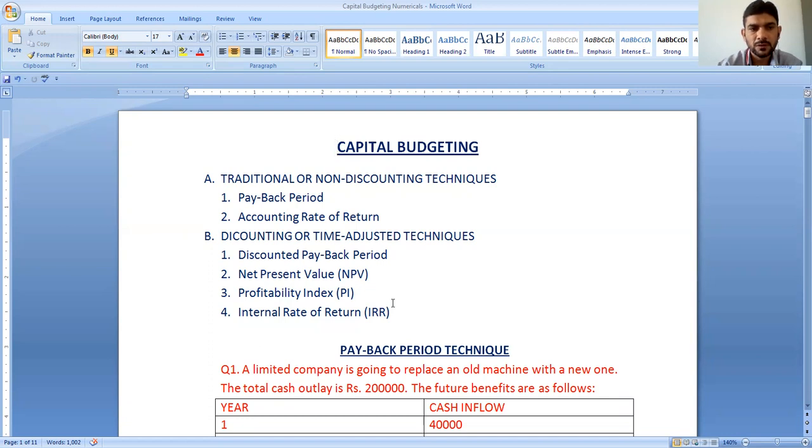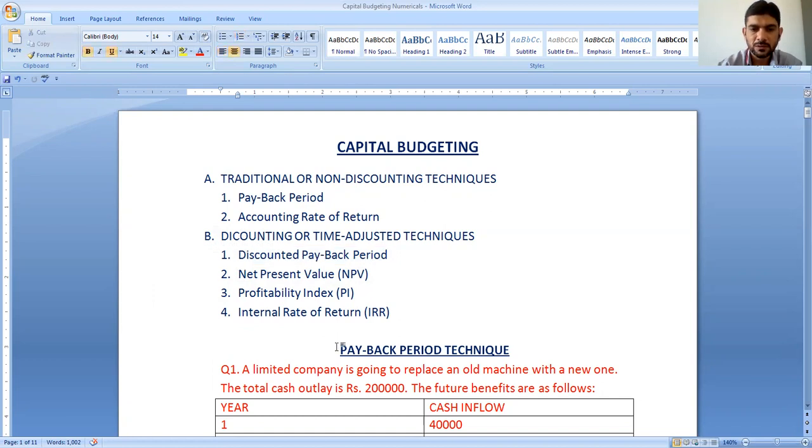Capital budgeting techniques are divided into two parts, that is traditional or non-discounting technique, which comprises payback period and accounting rate of return. Second one is discounting technique or time-adjusted techniques that comprises discounted payback period, net present value, profitability index, and internal rate of return. Today, in this video lecture, we will learn about payback period and discounted payback period.